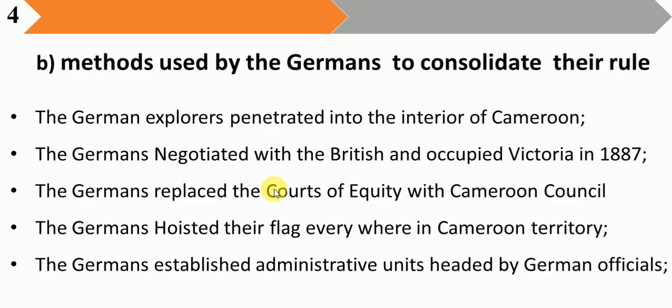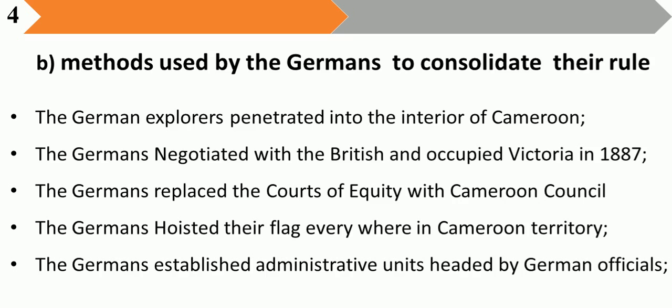Good. Methods used by the Germans to consolidate their rule. One, the German explorers penetrated into the interior of Cameroon to discover places and to conquer interior tribes, among other reasons.